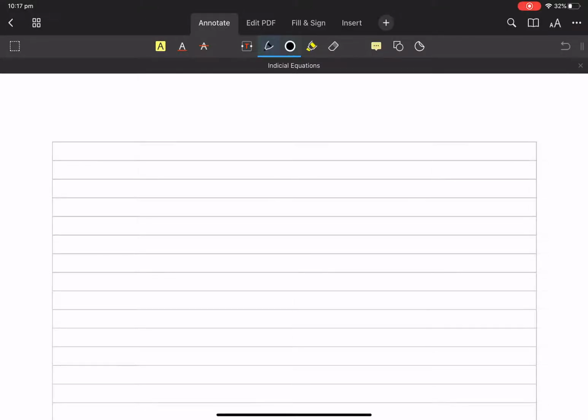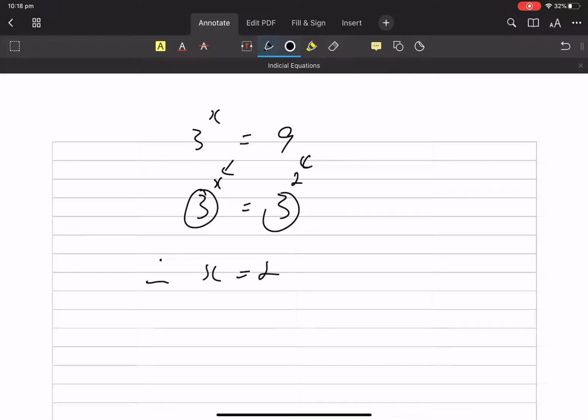Okay, indicial equations. Let's just go with 3 to the x equals 9. X is 2. We know x is 2, but we need to justify our working. 9 can be represented as 3 squared. So you can see that if the 3's are the same, therefore the x and the 2 must be the same. X equals 2. So it's just about that justifying line.